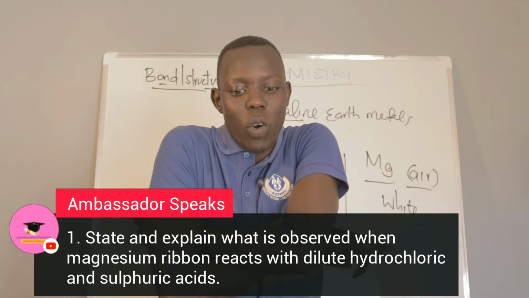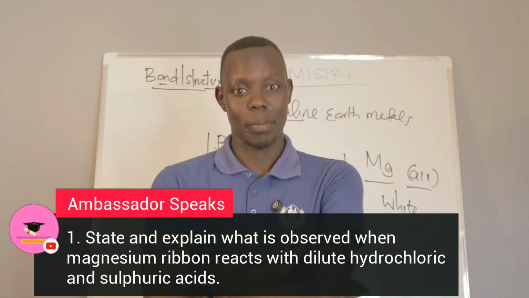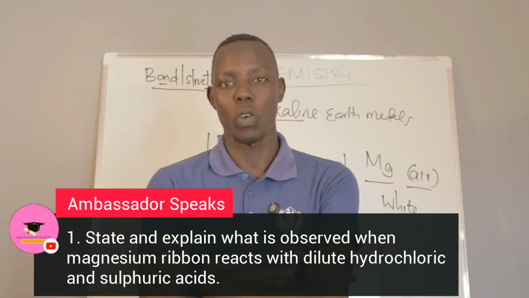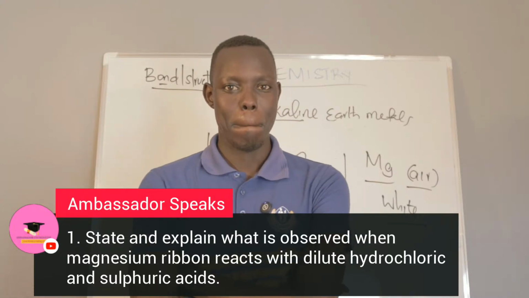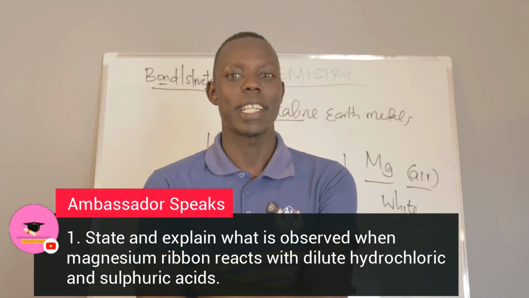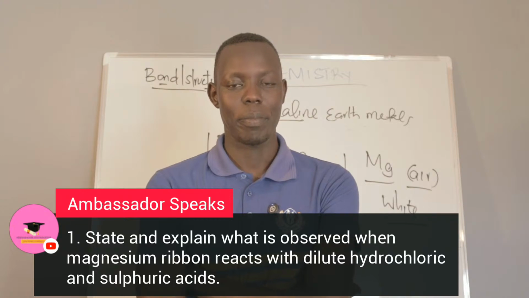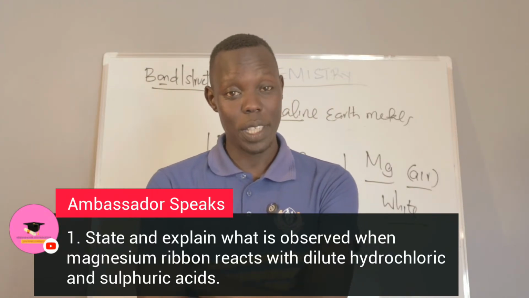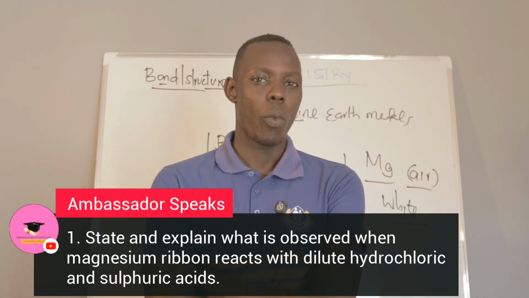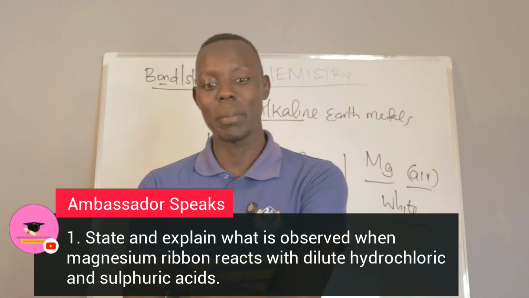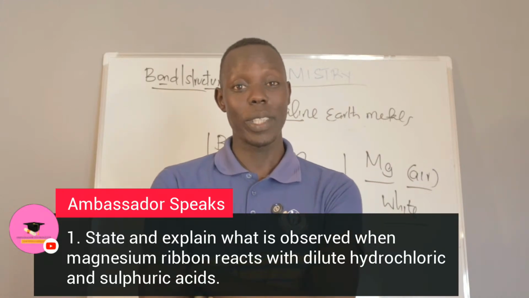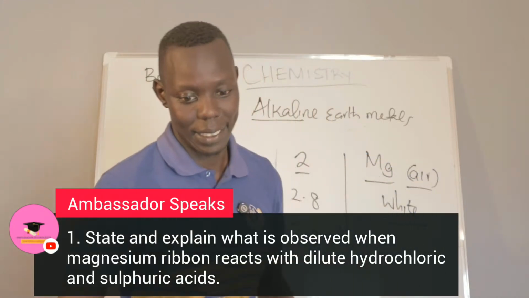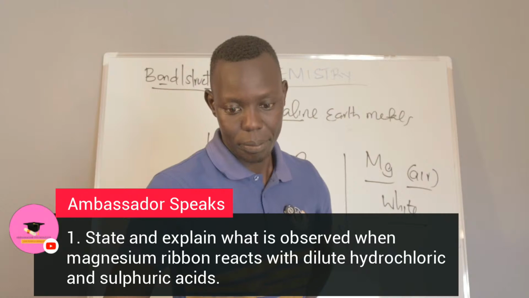First of all, in all the cases, a colorless gas that burns with a pop sound is produced, and the gas is hydrogen gas. That's the first one. Then a colorless solution is formed. The colorless solution is magnesium chloride when it was reacting with HCl and magnesium sulfate when it was reacting with sulfuric acid. Are you together?